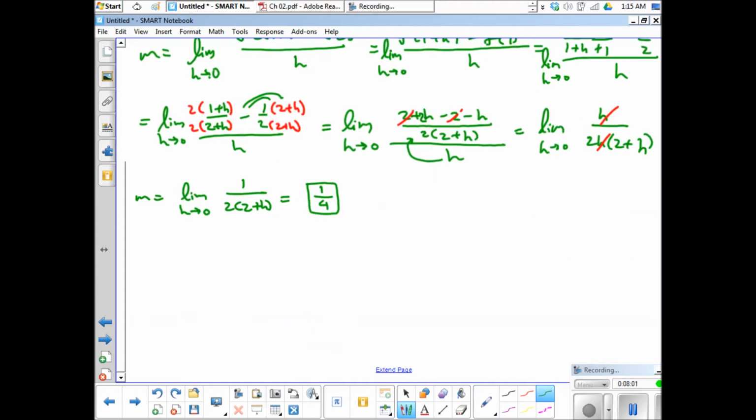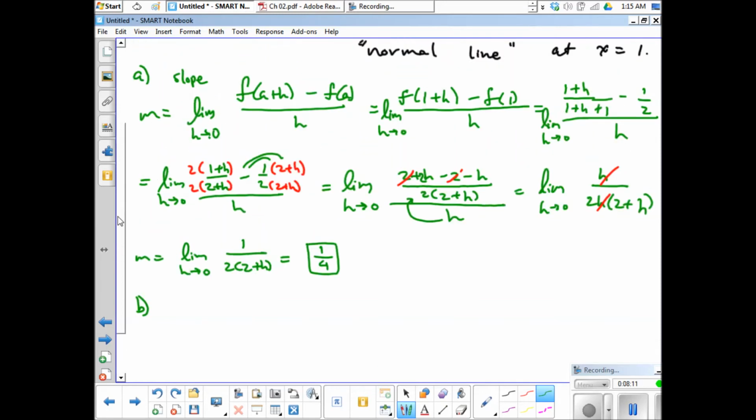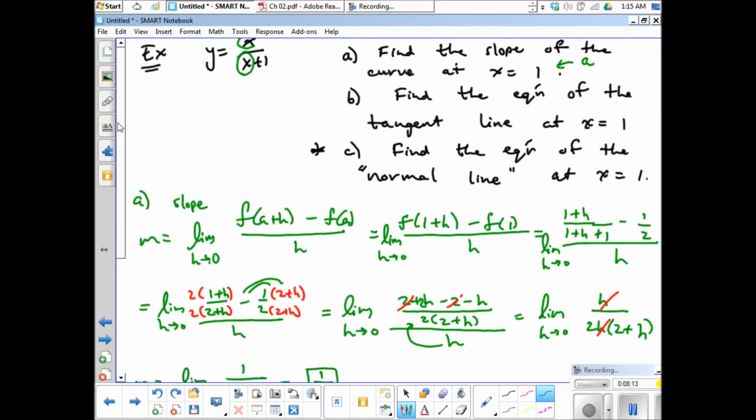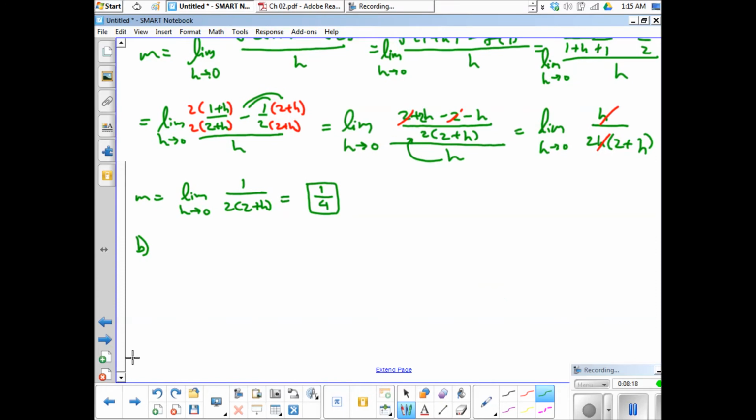Let me extend the page here. Okay, that's part A. Part B, remember we're trying to find now the equation of the line. Okay, so the equation of the line looks like y minus y1 equals m times x minus x1. We're interested in the point 1 comma f of 1.